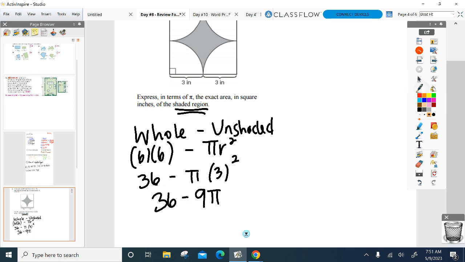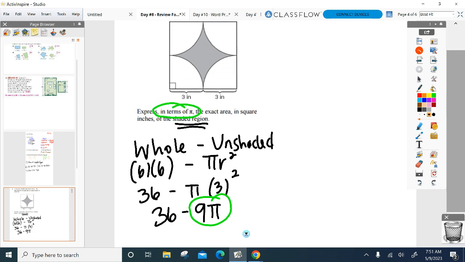Look at the directions, everyone. Express your answer in terms of pi. You cannot combine those, because 36 minus 9 is not equal to 9. It's 9 times whatever pi is. So you can't subtract them. That's your final answer right there: 36 minus 9 pi. Okay, so there's a shaded region problem. All good.